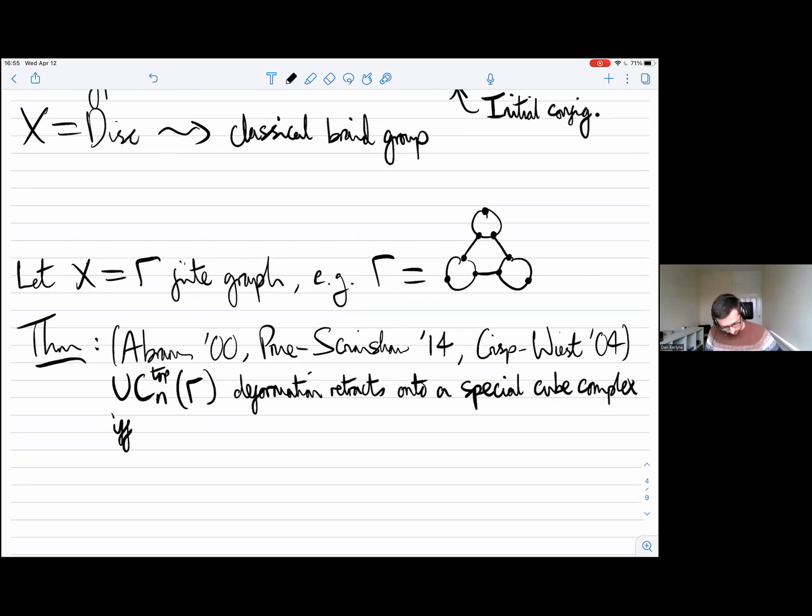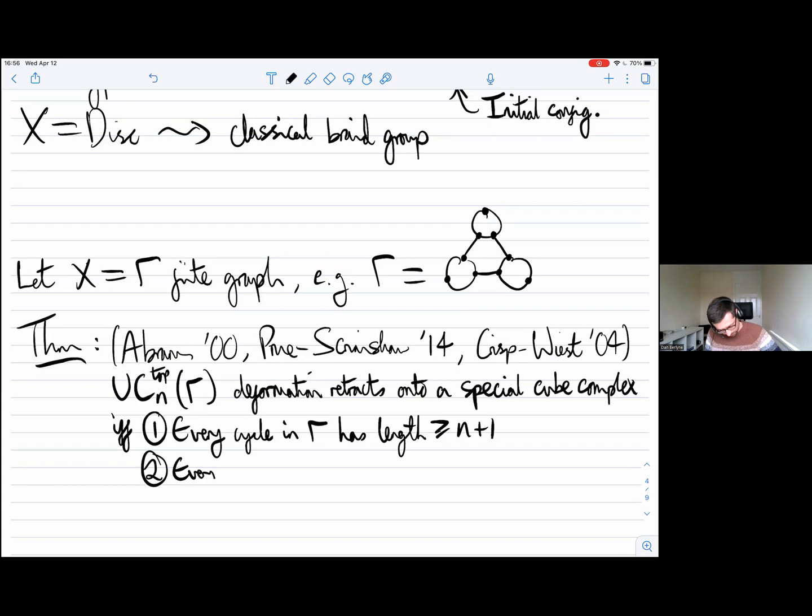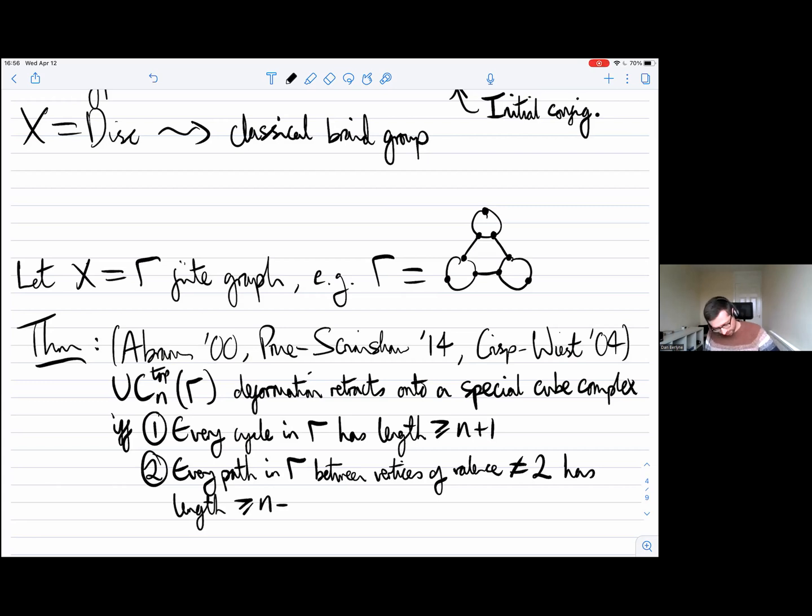And there is a small caveat here. The deformation retracts if and only if the graph gamma satisfies the following two conditions. First of all, every cycle in gamma has length at least n plus 1. And secondly, every path in gamma between vertices of valence not equal to 2 has length at least n minus 1.